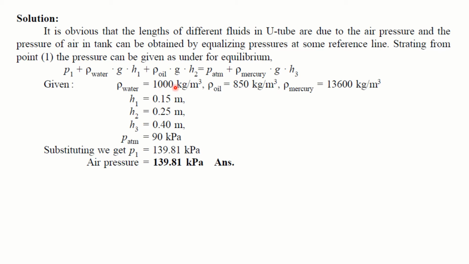Rho water is given in the problem, rho oil is given, rho mercury is given. H1 is given, H2 is given, H3 is given and it is very clearly stated that P atmosphere is 90 kilopascal at that altitude. You substitute all these things, then the air pressure inside the vessel you get as 139.81 kilopascal.